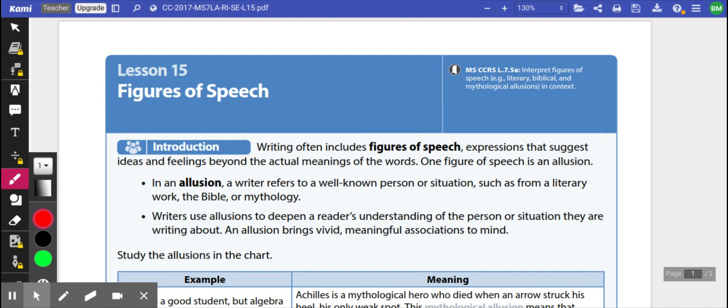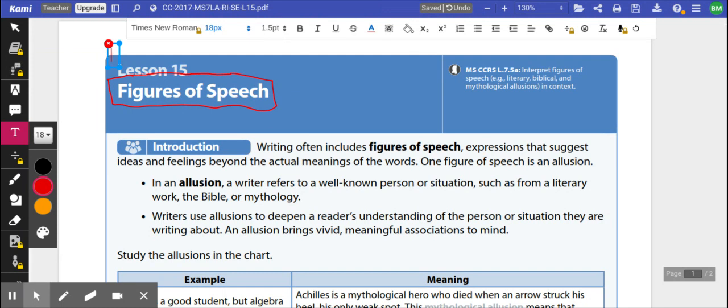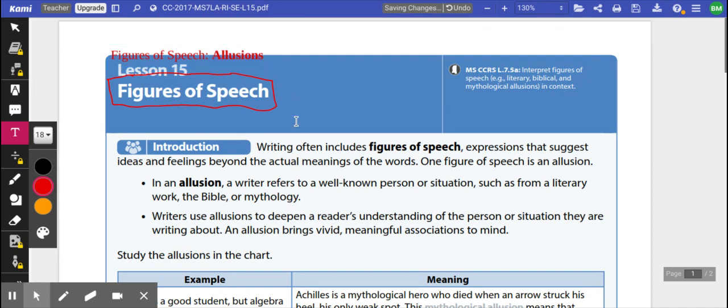So, the very first thing we're going to do is box our title, so that way we pay attention to what we're working on. And then the next thing we're going to do is rewrite that at the top of the page, just so we pay a little extra attention to what we are working on. And I know we're going to be working on allusions today, so I'm just going to go ahead and add that up here at the top, so that way we can see it and we know it's important, right?